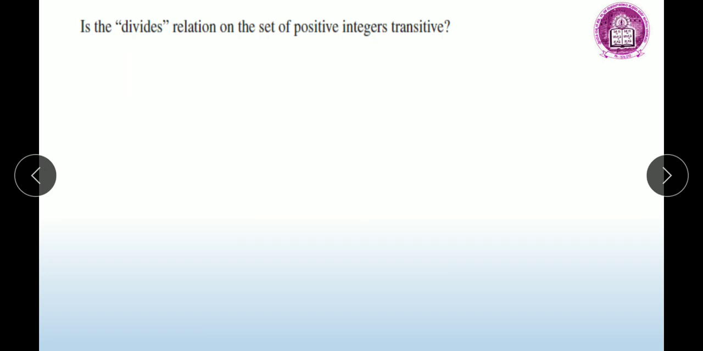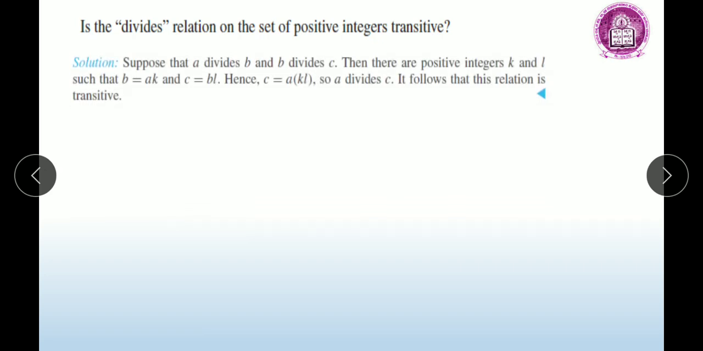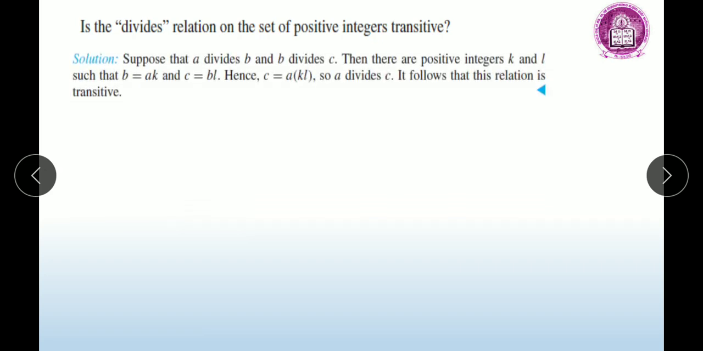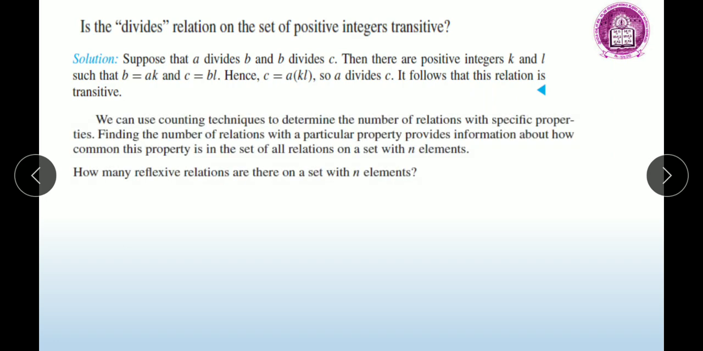Again, the question is: is the divides relation on the set of positive integers transitive? If A divides B and B divides C, can you say that A divides C? Yes, of course. If A divides B and B divides C, then there are positive integers K and L such that B can be expressed as A into K and C can be expressed as C equal to B into L, and C is A into K into L. So A divides C. So this divides is a transitive relation.